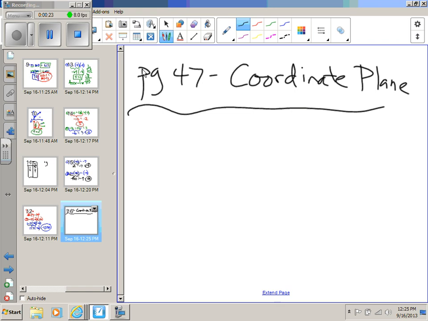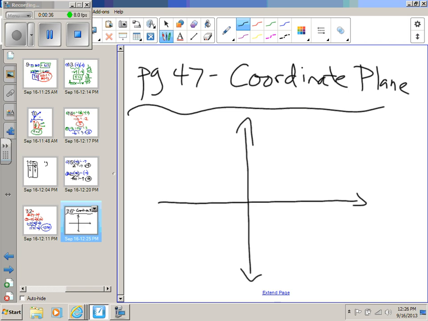Coordinate plane is formed by the intersection of a horizontal number line called the x-axis and a vertical number line called the y-axis. The coordinate plane is, as they say, caused by the intersection of these two lines. Your horizontal is known as your x-axis. Your vertical is known as your y-axis. And where they meet is known as the origin, where it all begins. Okay?